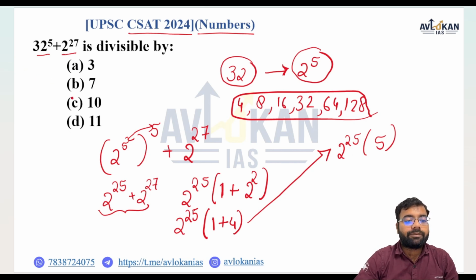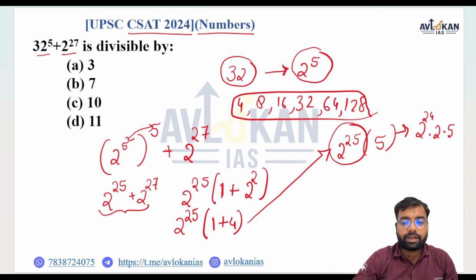अब देखो 5, see the 5 is not there in the option. So 5 किसका मल्टीपल है? 10 का. बट 10 कैसे आएगा? तो देखो 2 की पावर 25 तो यहाँ है ना, इसमें से एक 2 कॉमन ले लेंगे. So what it will become? It will become 2 to the power 24 into 2 into 5. तो इन दोनों को मिला के क्या बन जाएगा? 2 to the power 24 into 10. So 10 is my answer.